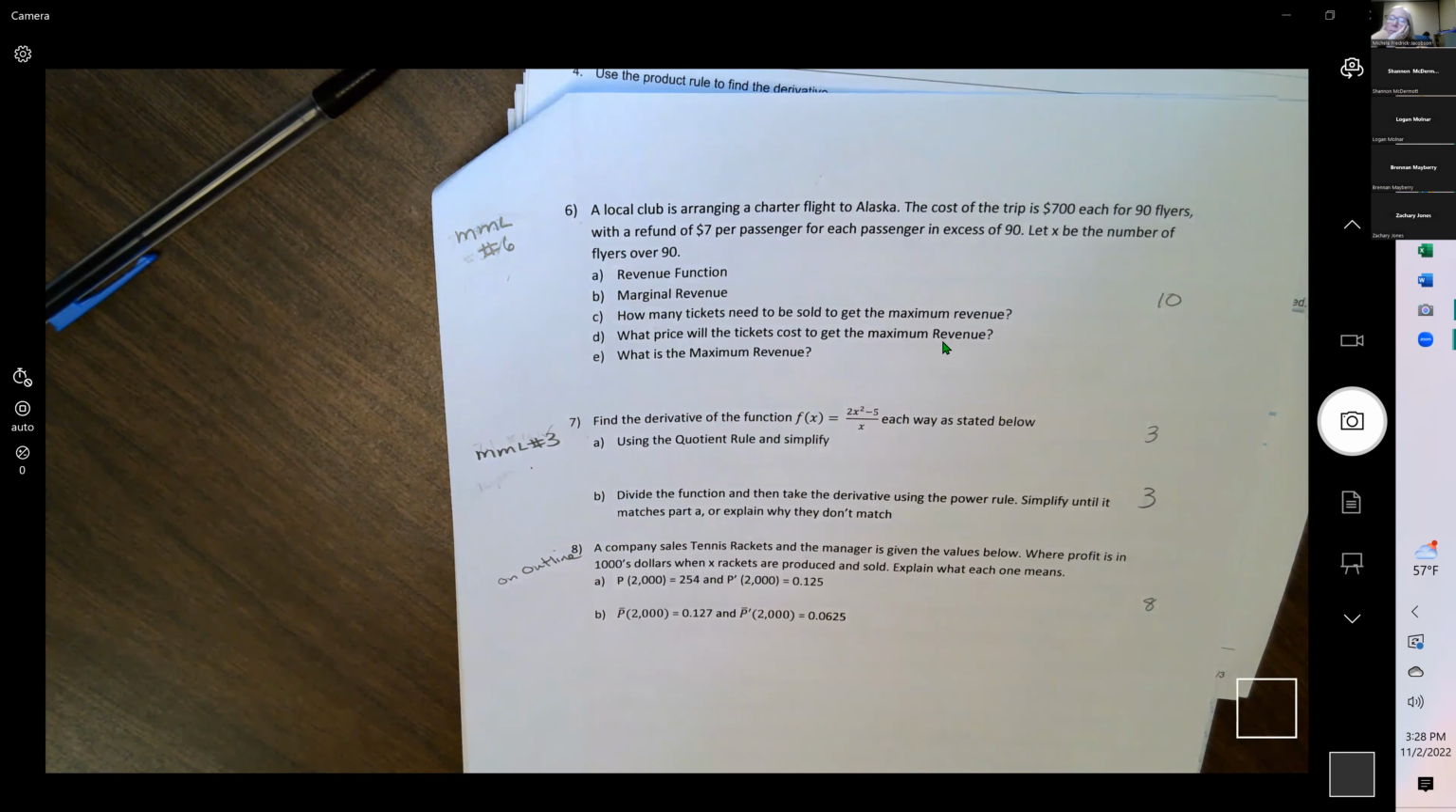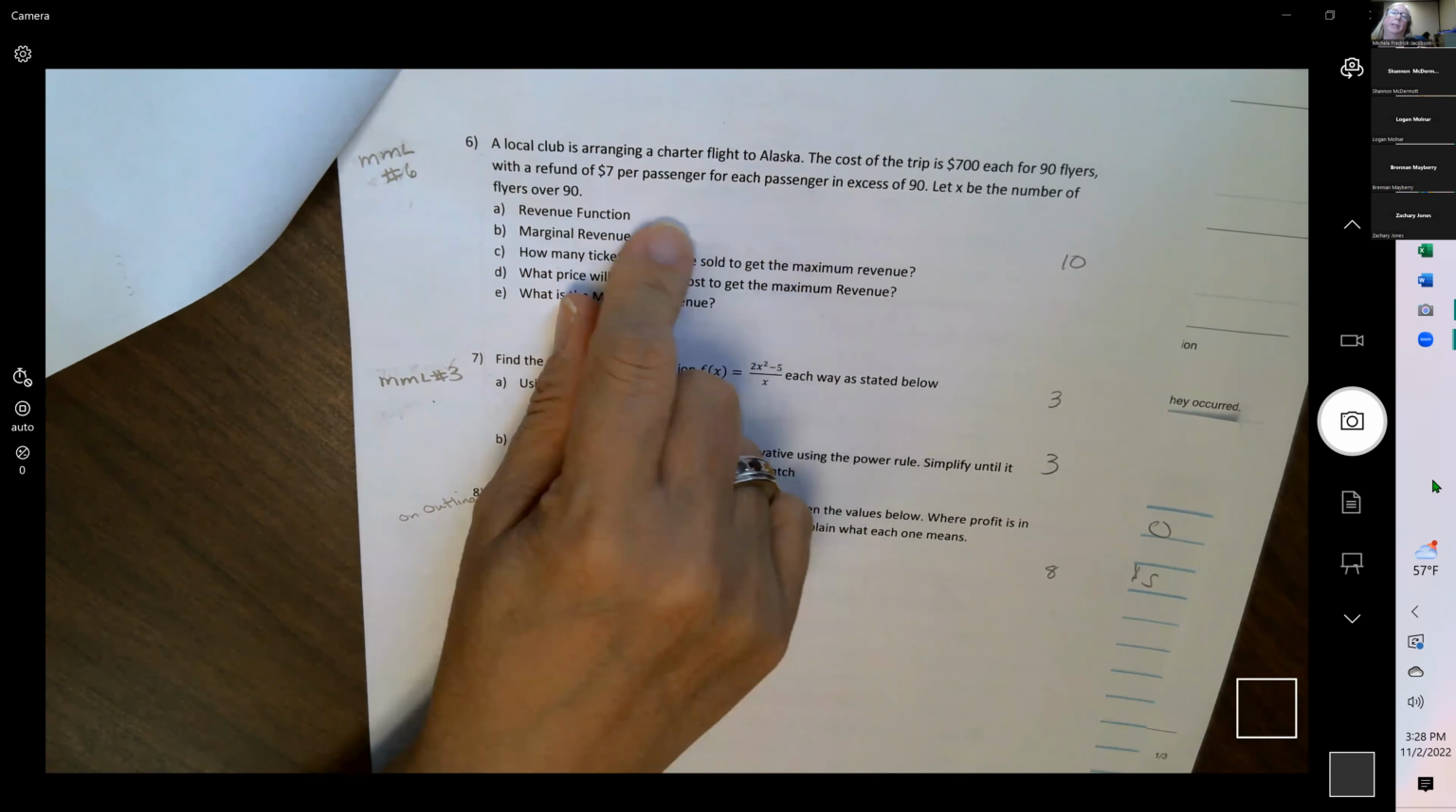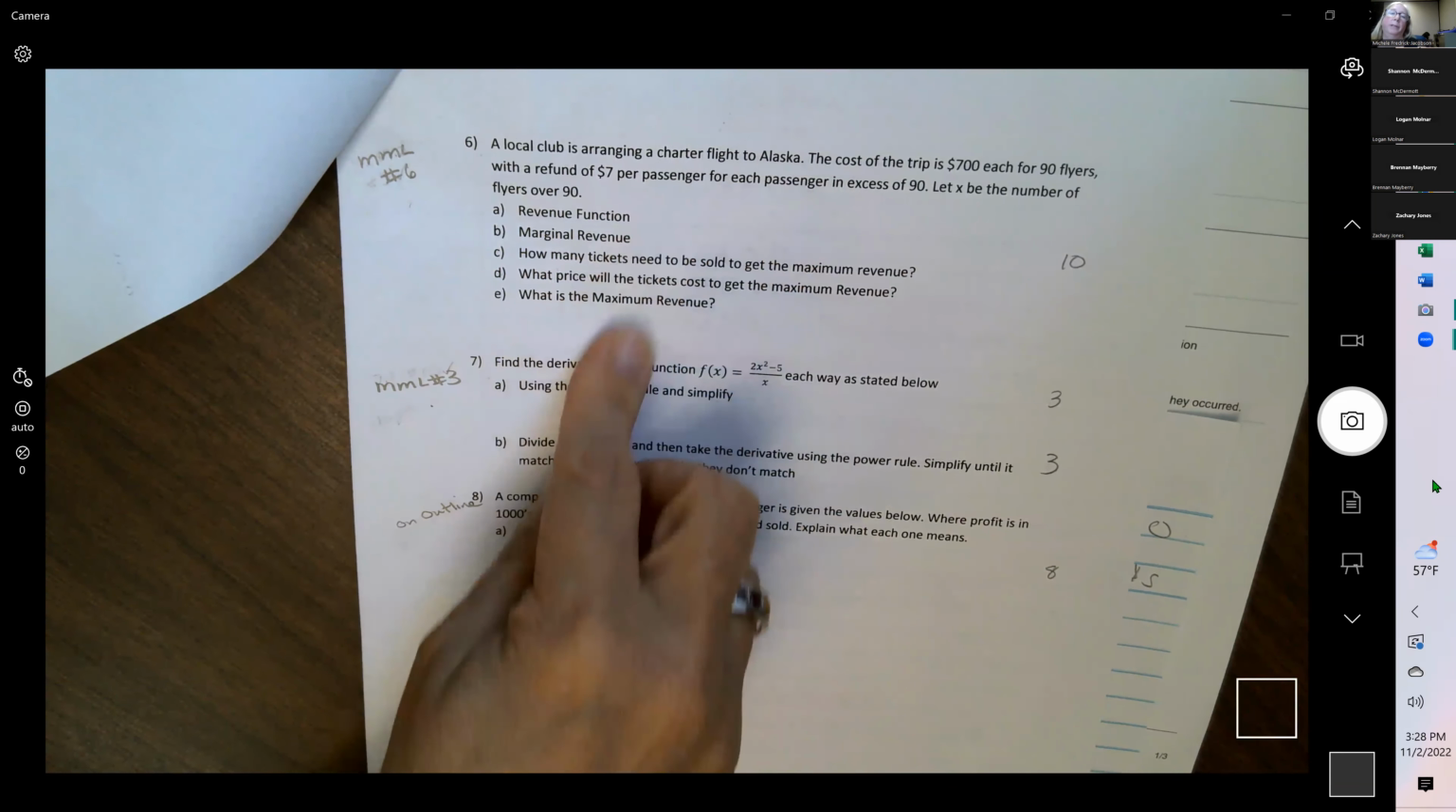Okay, when you start them, especially like number 6 or number 8, if you want, when you set up the revenue, if you want to send me a picture first and see if it's correct before you do everything else, you're more than welcome to do that.